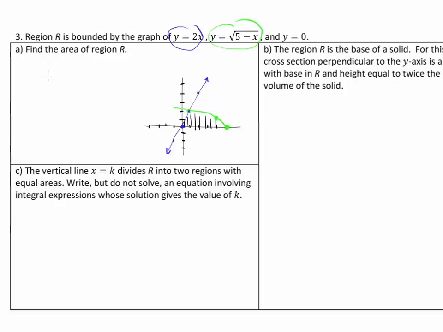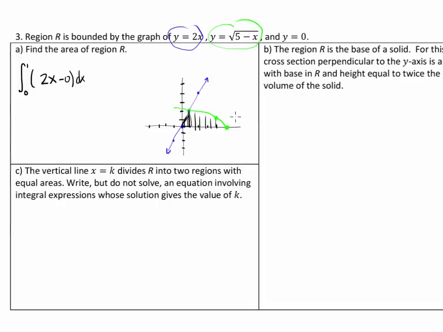Okay, so our first integral, we are going from 0 to 1, x value of 1. We're doing top minus bottom to figure out the area. So my top equation is the blue line, so 2x, and the bottom line is 0, so 2x minus 0. That right there will give me the area of that triangle right there.